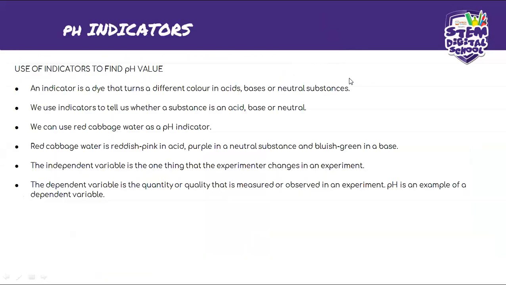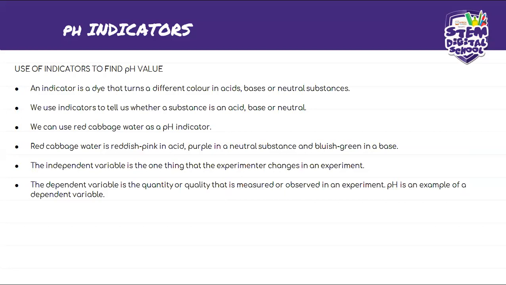Let's look at uses of indicators. An indicator is a dye that turns a different color in acids, bases, or neutral substances. So we use indicators to tell us whether a substance is an acid, base, or neutral. We can use red cabbage water as a pH indicator. Red cabbage water is reddish pink in acid, purple in neutral, and bluish green in base.